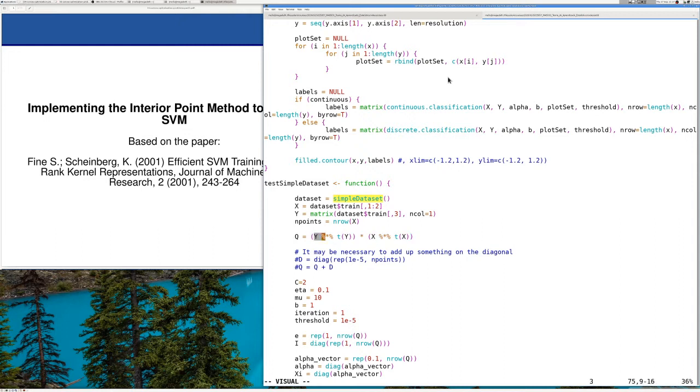So how can I compute my Q matrix? Y product by transpose of Y, element-wise multiplication by X multiplied by X transpose. That's my Q, as we discussed before. I just decided to define some value for my cost, could be greater, but I used a 2 here. I defined some eta. We are going to discuss eta later.